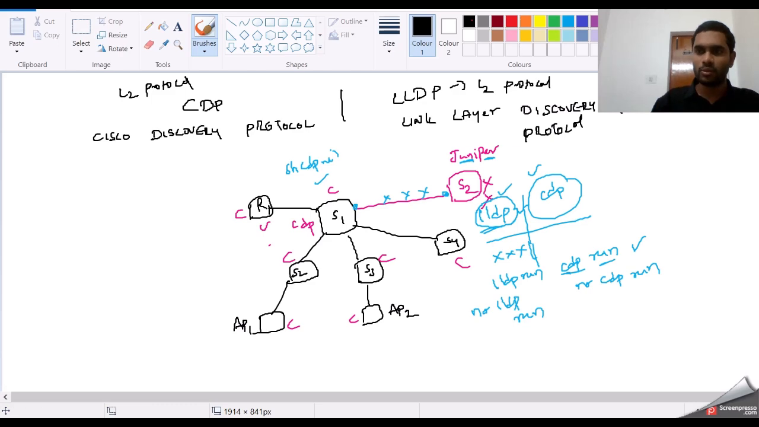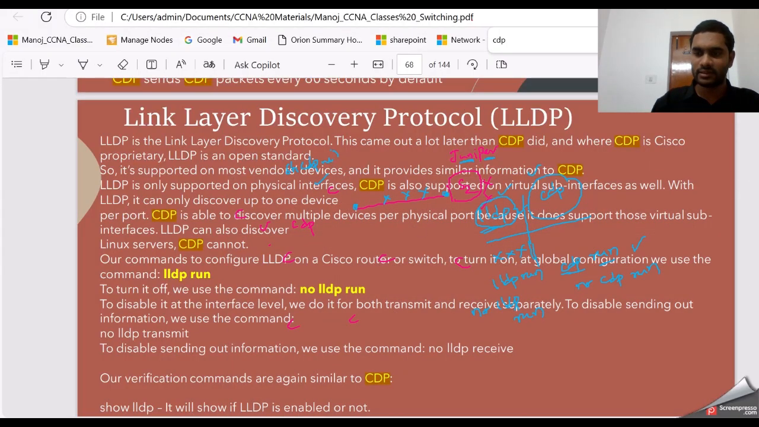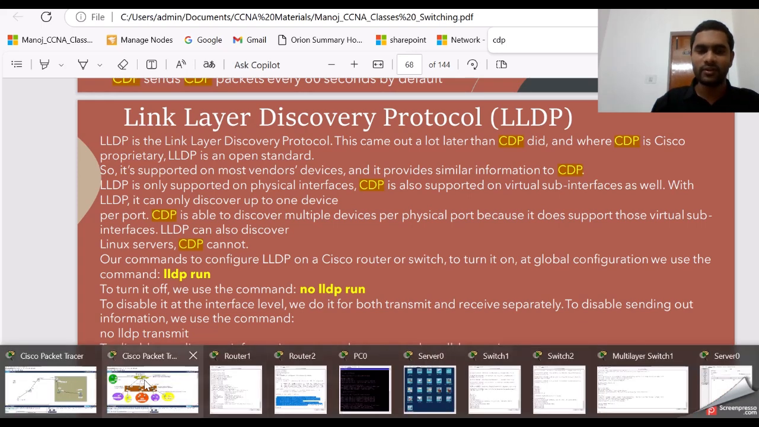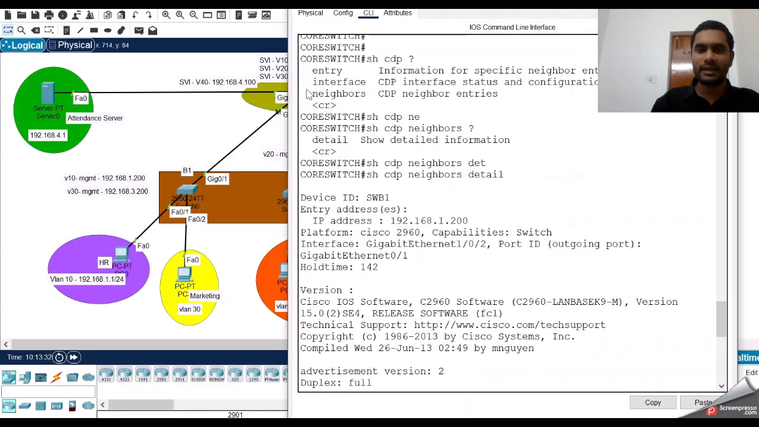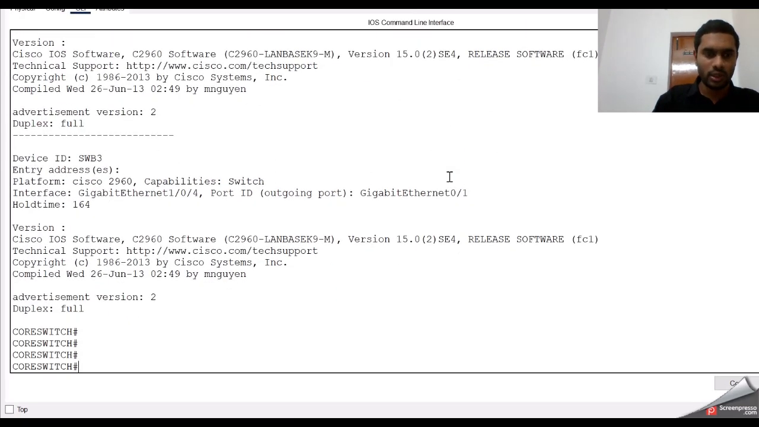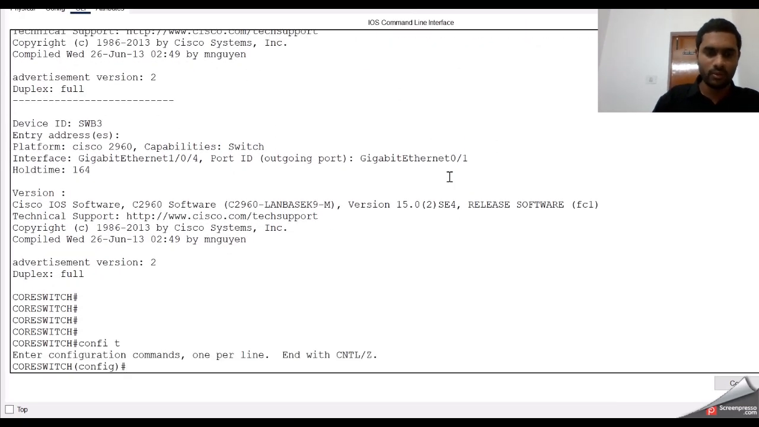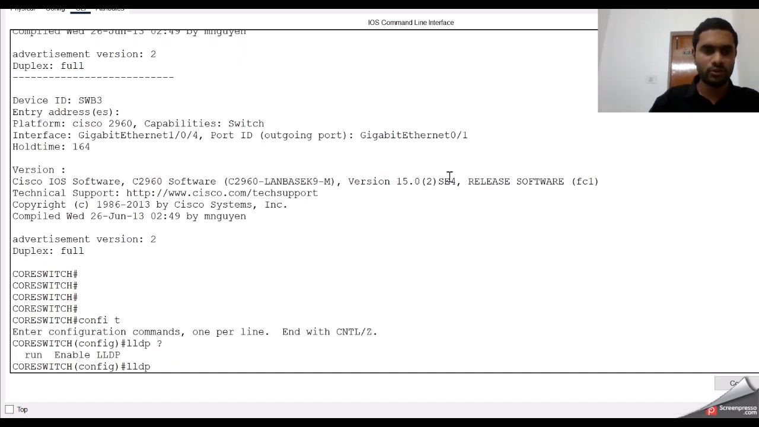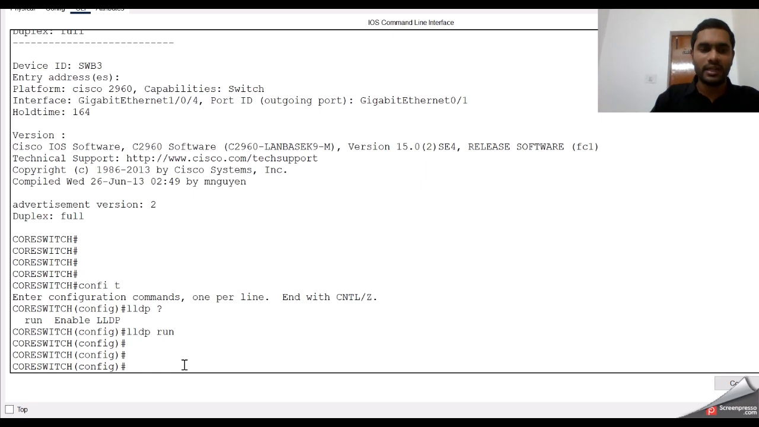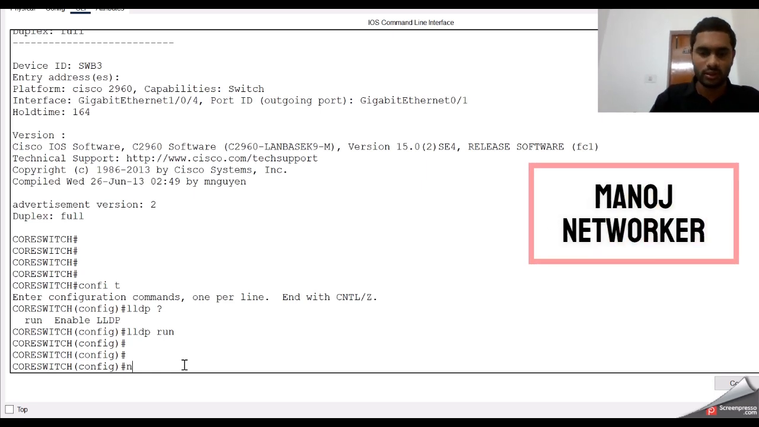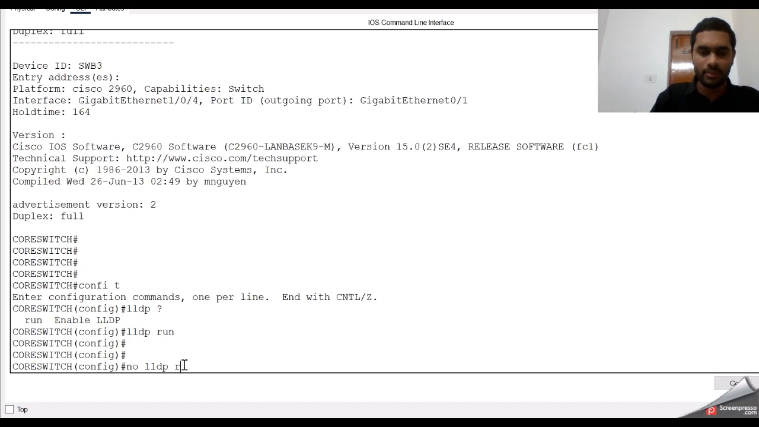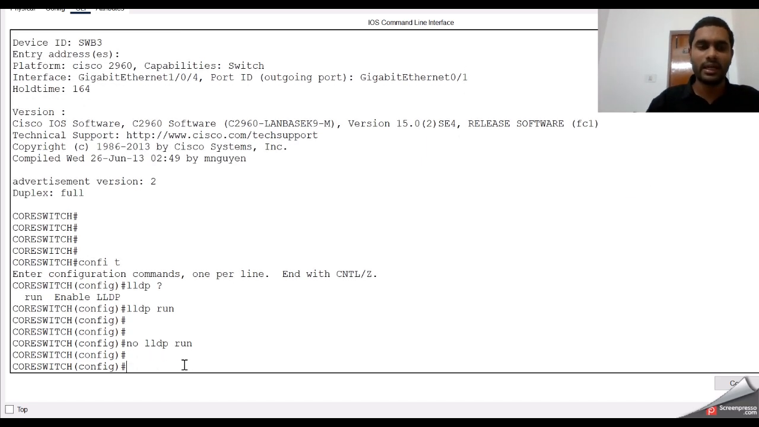Let's go back to our topology. Since we are using Cisco Packet Tracer, all the devices by default are from Cisco only, but let's enable LLDP also. Just go to config terminal mode and type lldp with a question mark. If you see lldp run, it ensures that the LLDP protocol is running, so that non-Cisco switches will also be discovered. It's not recommended to disable CDP and LLDP in a real-time environment, but you should know how to disable them.